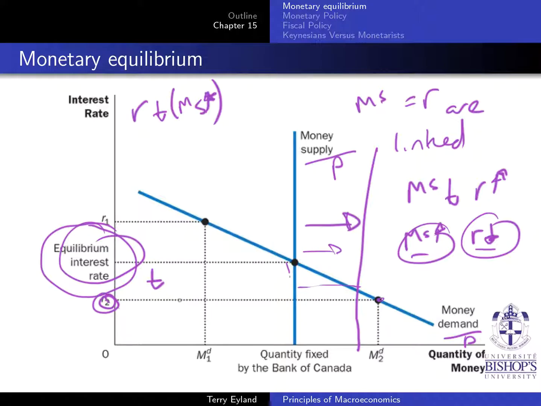Whereas when we're going to talk about fiscal policy as an increase in government spending or decrease in taxes, if we're expanding the economy, they don't necessarily have to happen together. You can increase government spending without decreasing taxes, but they don't have to move in the same direction. Whereas these two are linked. Okay.